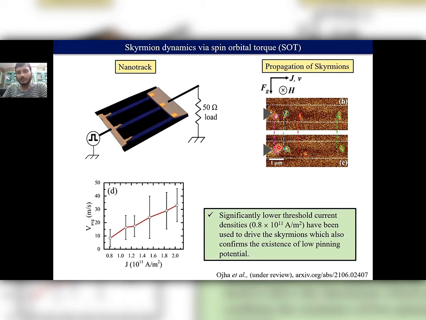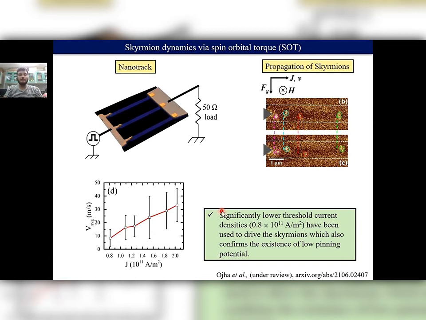Here there are two tracks: this is before applying the current pulse and this is after applying the current pulse. Here we applied a current pulse of pulse width 20 nanosecond. If you see here, when we applied the current pulse, the skyrmion moves forward and is shifted a little bit in the downward direction because of the gyrotropic force. Next, we also varied the current density J, calculated the average velocity, and observed a linear behavior.